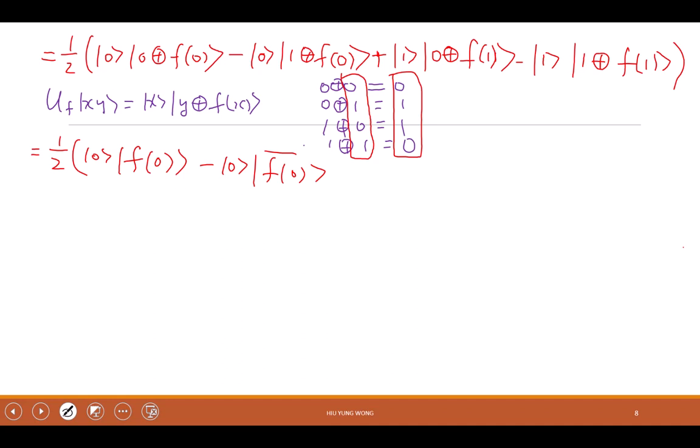Okay? And similarly, I have 1, 0 exclusive. Is 0 exclusive or? So this is just f of 1. And then the last one is 1. F of 1, but negation. Make sense?